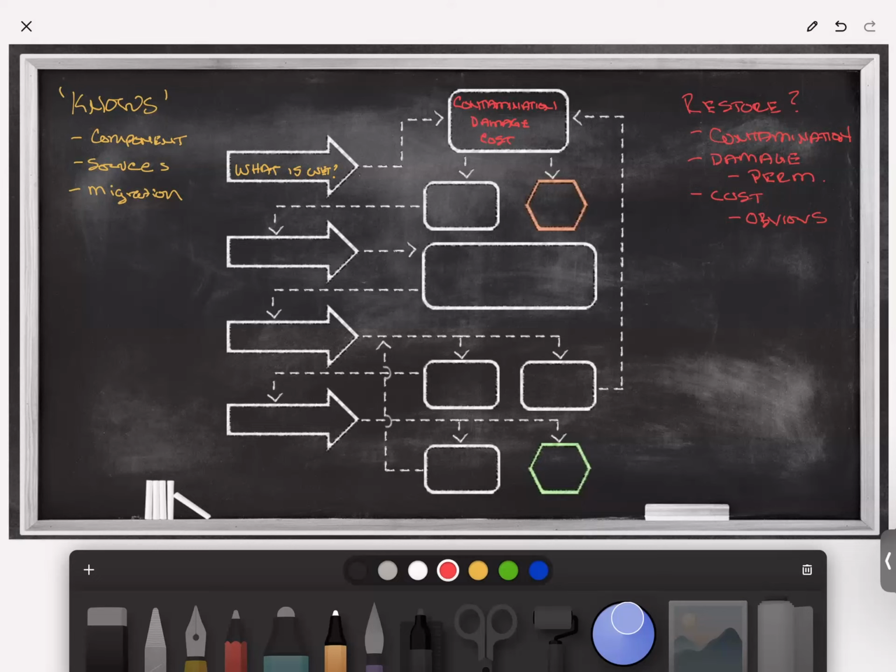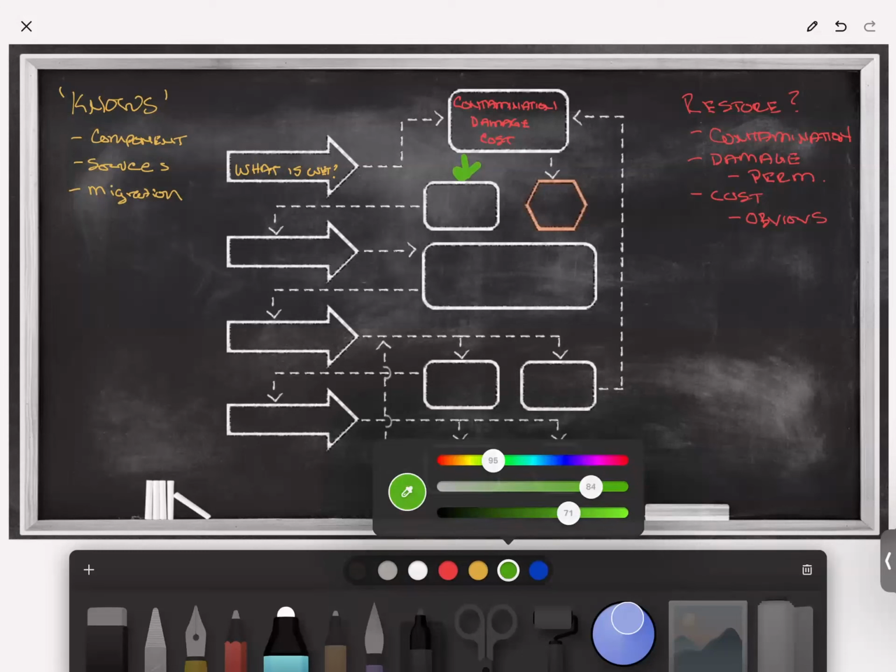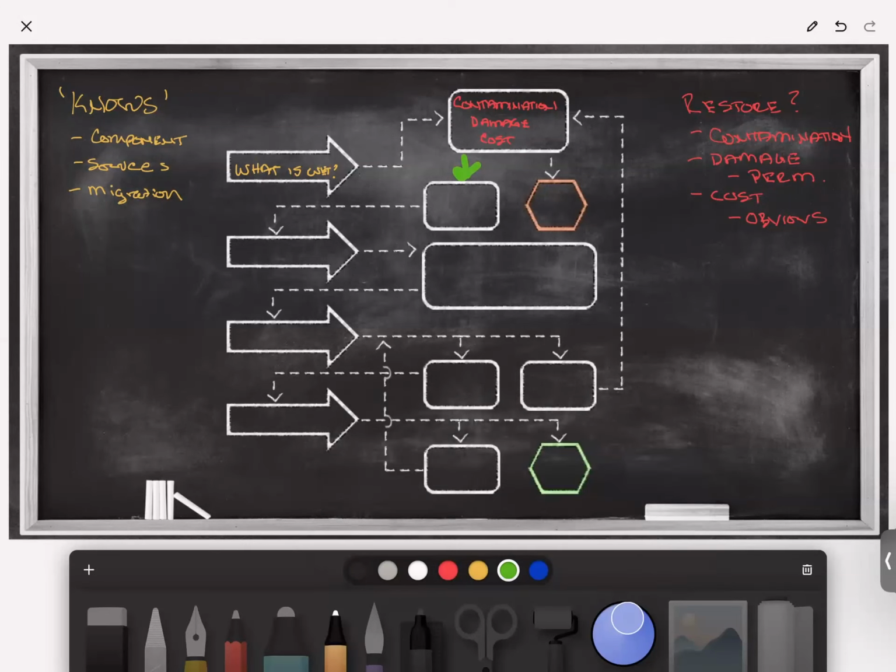If there's nothing obvious and contamination wasn't an issue and damage wasn't an issue, then the result of this discussion is going to be restore, right? We are going to initiate by restoring the affected item. If any of these were an issue, then we're going to lean towards replace.